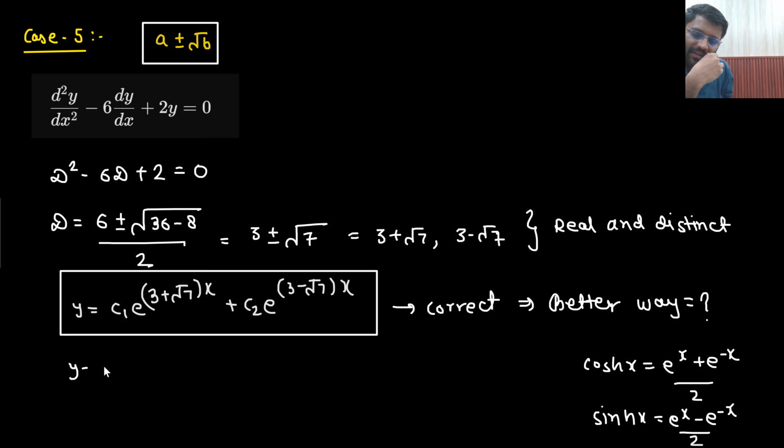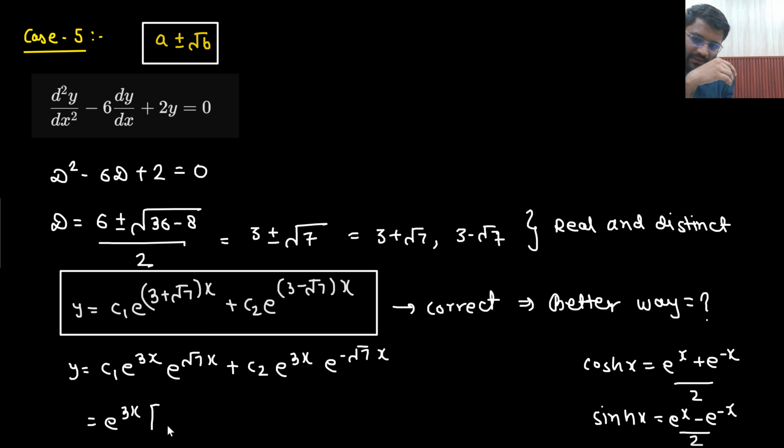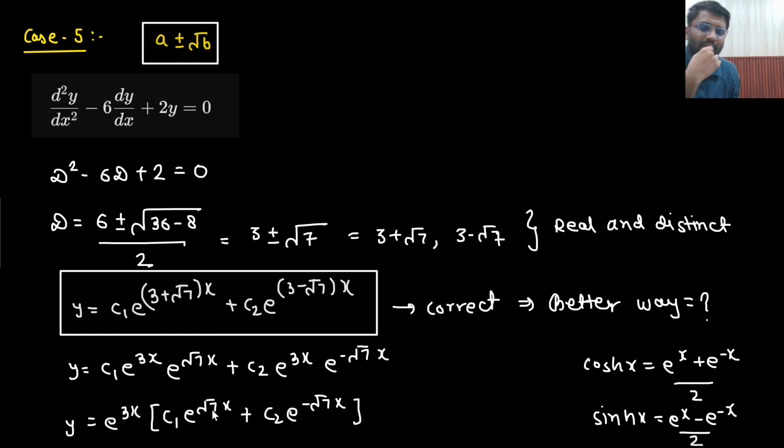Sir, you can see that y equals c1 e to the power 3x e to the power under root 7x plus c2 e to the power 3x e to the power minus under root 7x. So e to the power 3x you can take outside: c1 e to the power under root 7x plus c2 e to the power minus under root 7x. So this is the value of y you are getting, and again we can see the same kind of scenario.